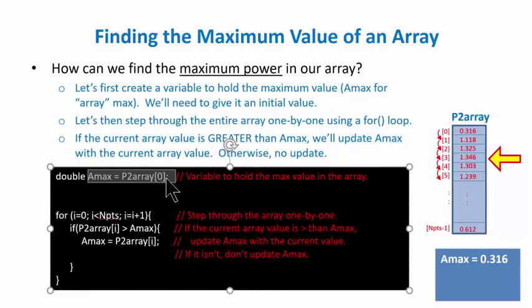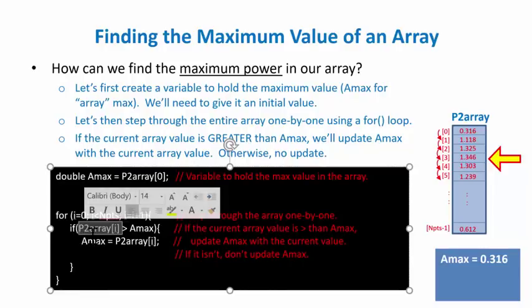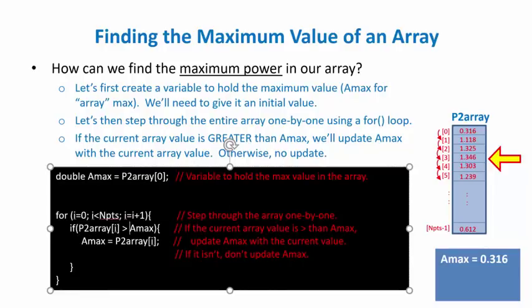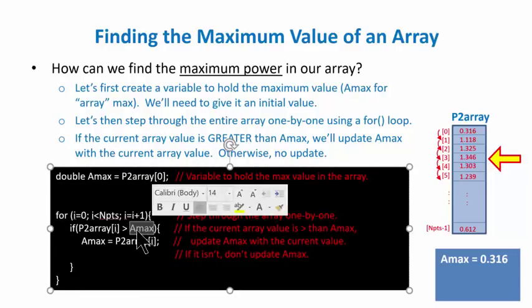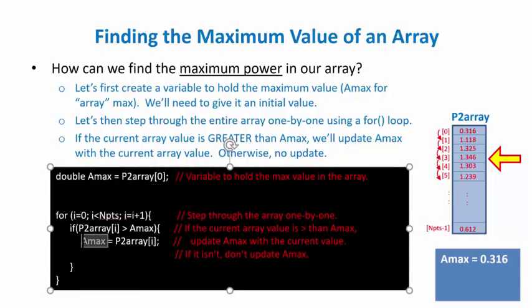So I went ahead and just said P2 array 0. You could have done P2 array 10, whatever. Okay? So the algorithm here is as follows. You're going to go through every single one of these, and when you're looking at one, if the current value that you're looking at, which is in this if statement, is P2 array I, if it's greater than whatever's in A max, why don't you go ahead and update A max with that current value?